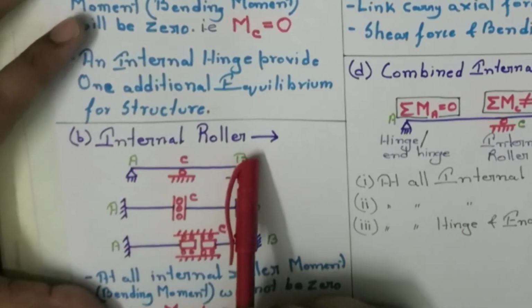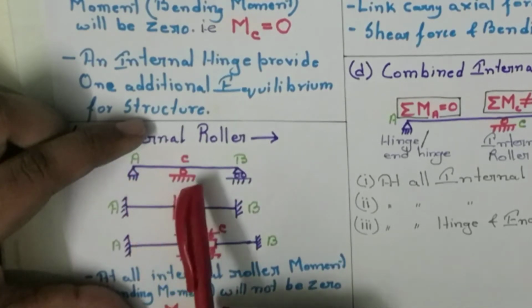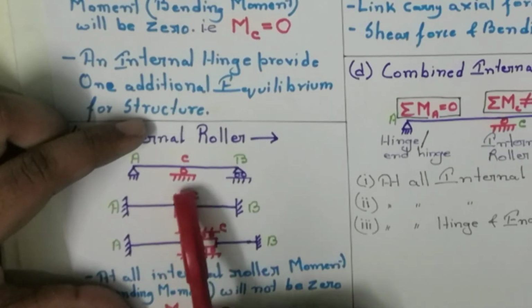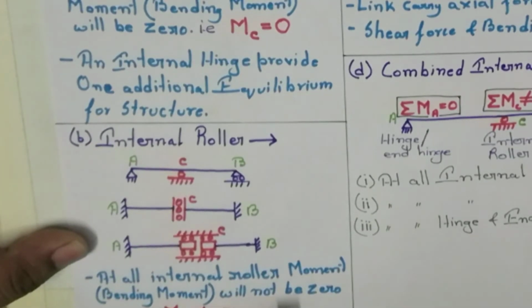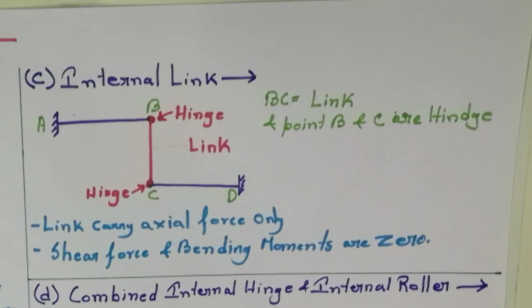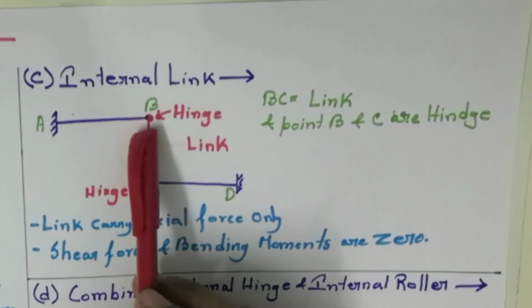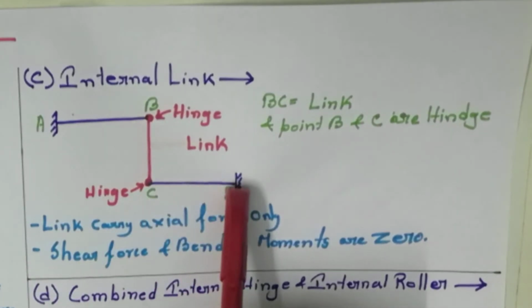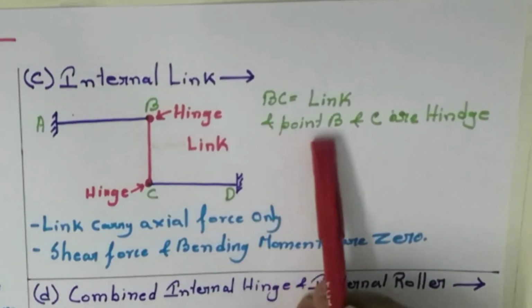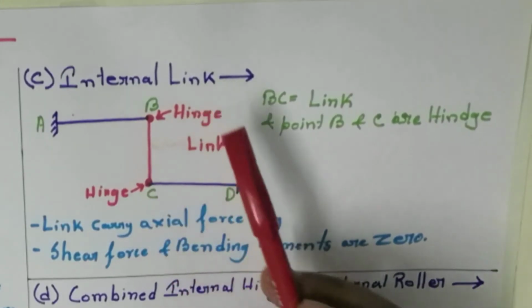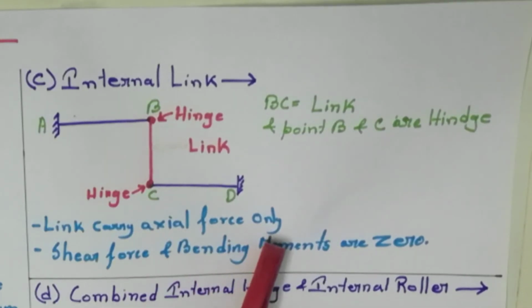B. Internal roller. When an internal roller is present inside a continuous beam, this is an internal roller as well as this, then the bending moment will not be zero. Internal link. In this particular diagram, AB and CD are connected with an internal link BC, and points B and C are hinges. What is the property here? Link carrying axial force only.